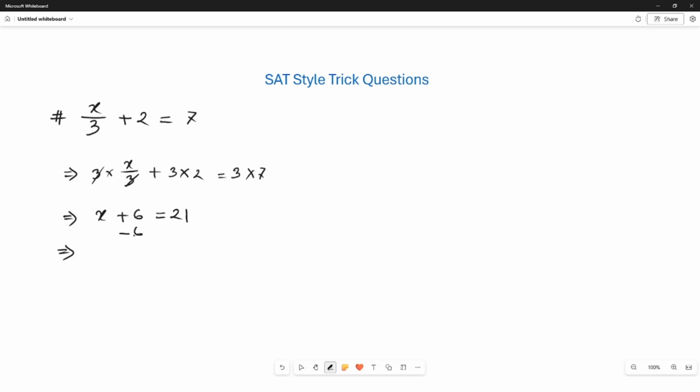Now let's subtract 6 from both sides. And then we can cancel out both of the 6's. So x equals 21 minus 6 means 15. So x equals 15. Now I will show you how you can solve the same math in Desmos within a few seconds.